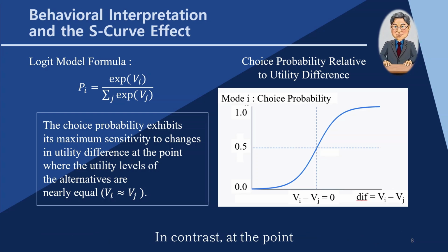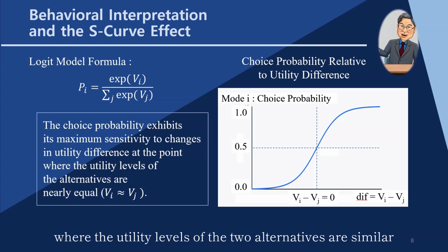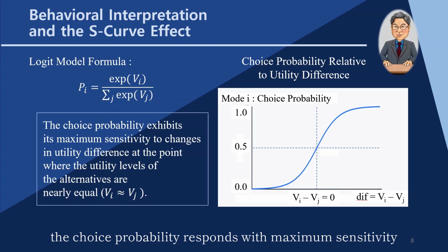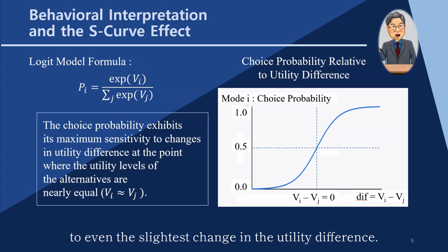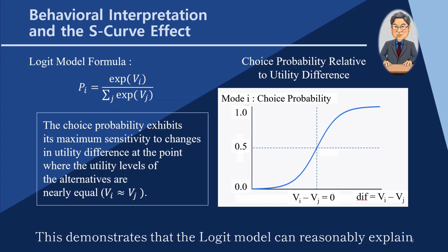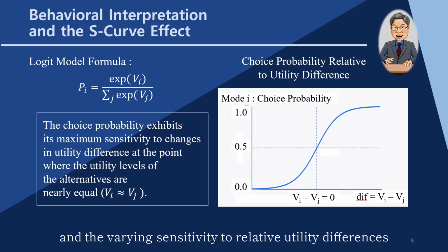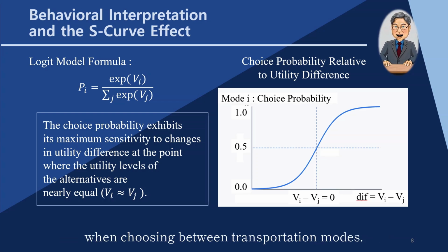In contrast, at the point where the utility levels of the two alternatives are similar, that is, in the region where the utility difference is near zero, the choice probability responds with maximum sensitivity to even the slightest change in the utility difference. This demonstrates that the Logit model can reasonably explain the psychological threshold effect and the varying sensitivity to relative utility differences when choosing between transportation modes.